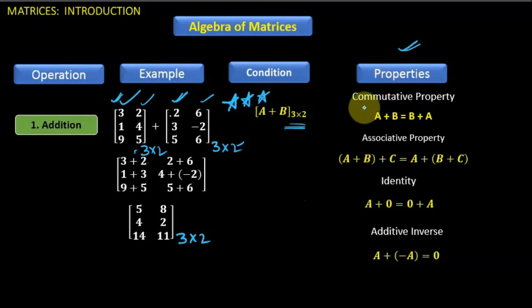The first property is the commutative property. Commutative property means A plus B is equal to B plus A. Means in either way we can add the two matrices, right? First we can add A plus B, that will be equal to B plus A, right? You can take any example and you will definitely get the same answer.